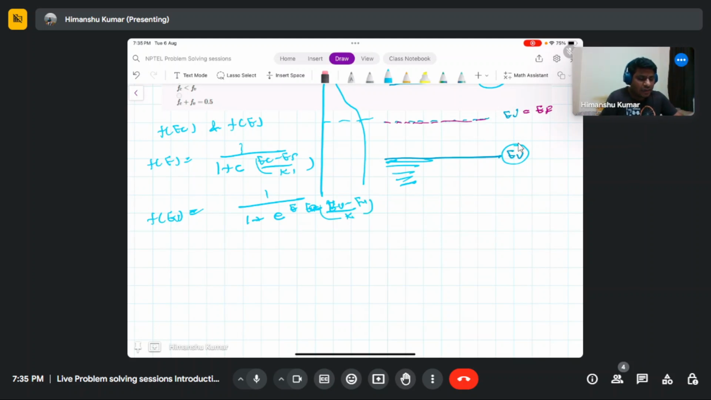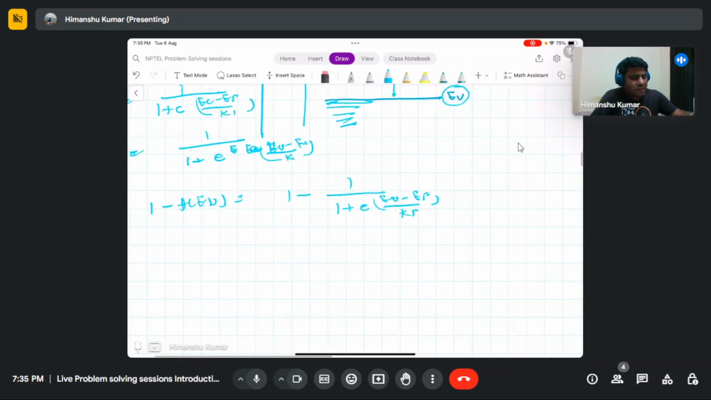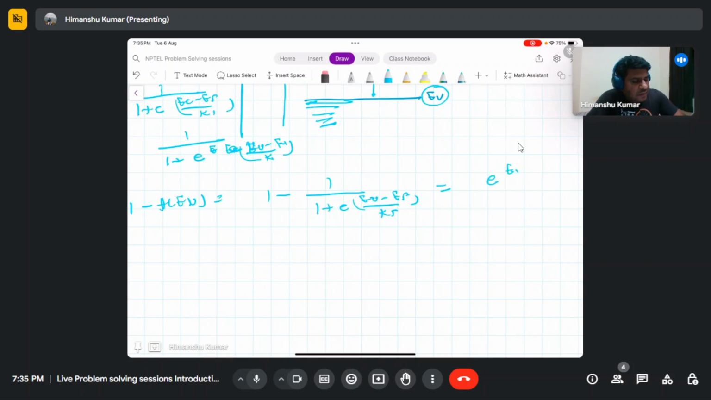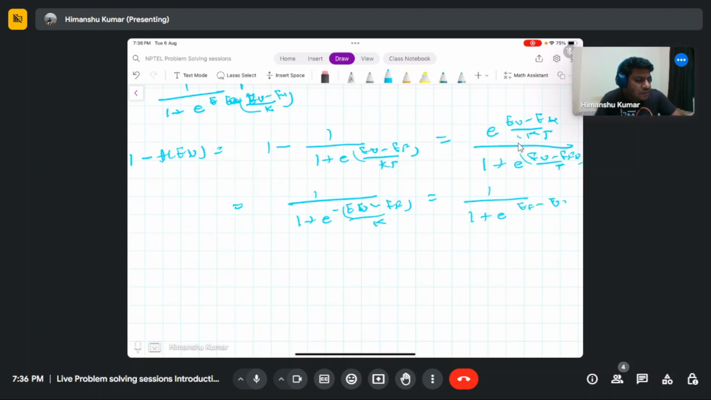Here EV minus EF is negative, because EF is lying higher. The probability of not occupying is 1 minus f of EV. So 1 minus 1 upon 1 plus exponential of (EV minus EF) by kT. If you solve this, it becomes exponential of (EV minus EF) by kT divided by 1 plus exponential of (EV minus EF) by kT, and dividing through, it becomes 1 upon 1 plus exponential of (EF minus EV) by kT.